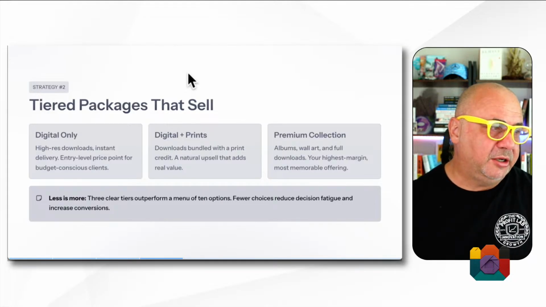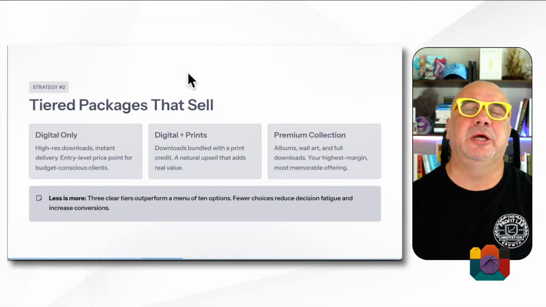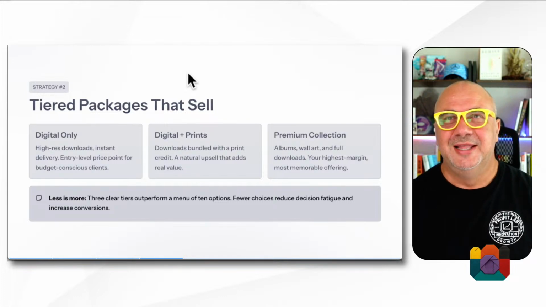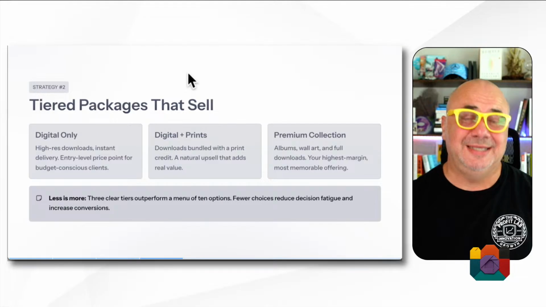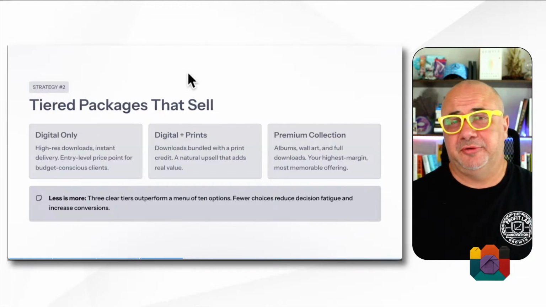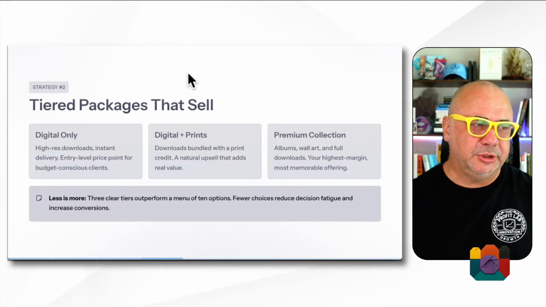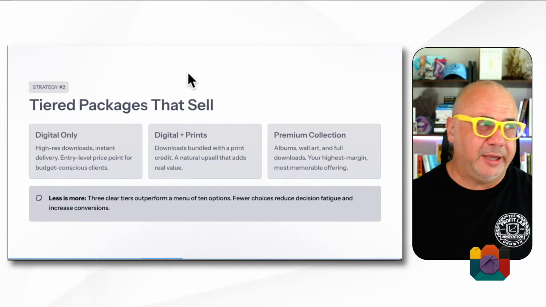Less is more. Three clear tiers outperform a menu of 10 options. Remember that it's this paradox of choice. There's actually a book that's titled Paradox of Choice. And the more options we see, the harder it gets. That's one of the reasons why we have 3 types of guests, not 11. So that's really what it is. Remember that when building your packages.